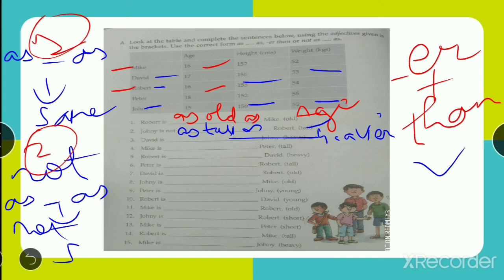Okay, now next. Mike is dash Peter, tall. Now what is Mike's height? 152. What is Peter's height? 152. Both are the same. So Mike is as tall as.